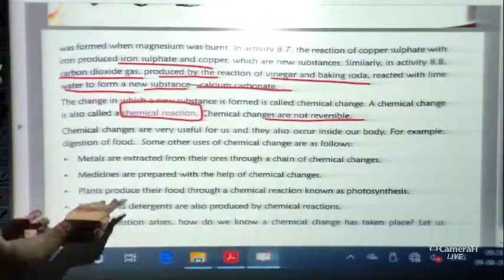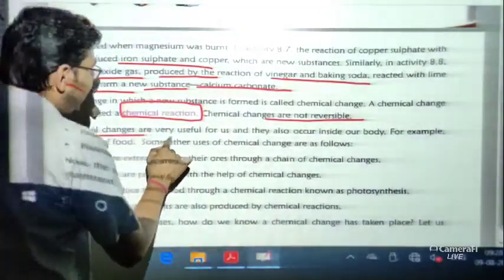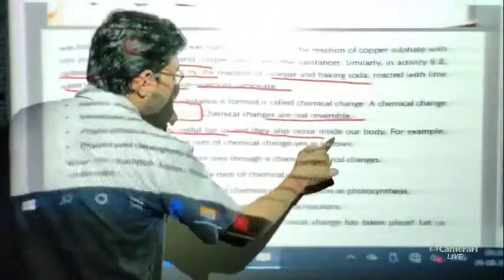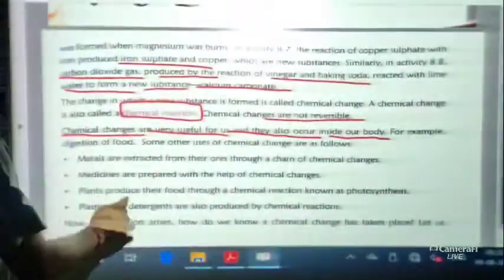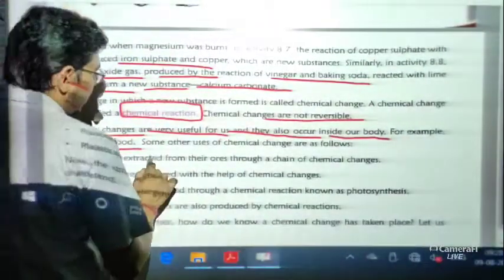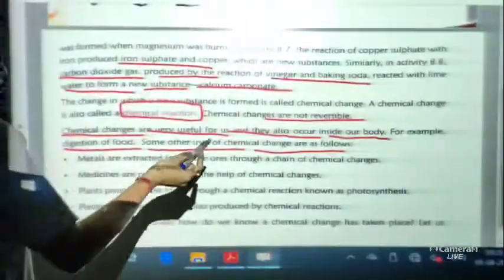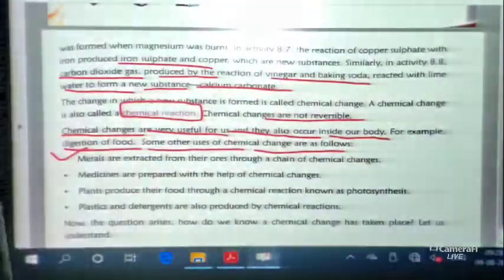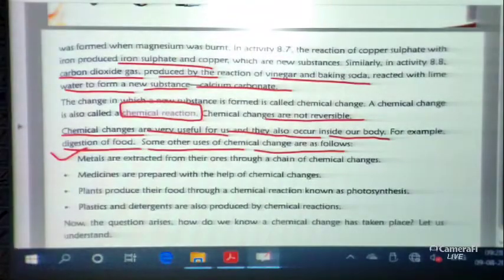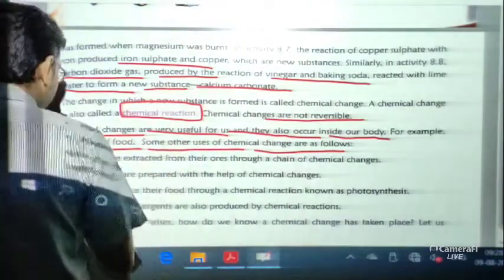So a few properties are there. Chemical changes are very useful for us, and they also occur inside our body, for example, digestion of food. Some other uses of chemical changes are as follows. Metals are extracted from their ores through a chain of chemical changes. So metals can be extracted from their ores by using chemical changes.